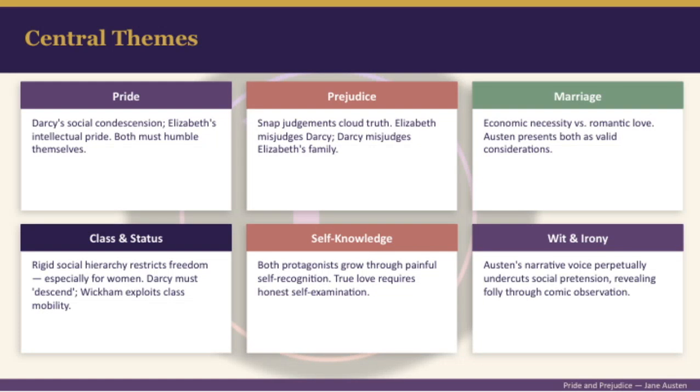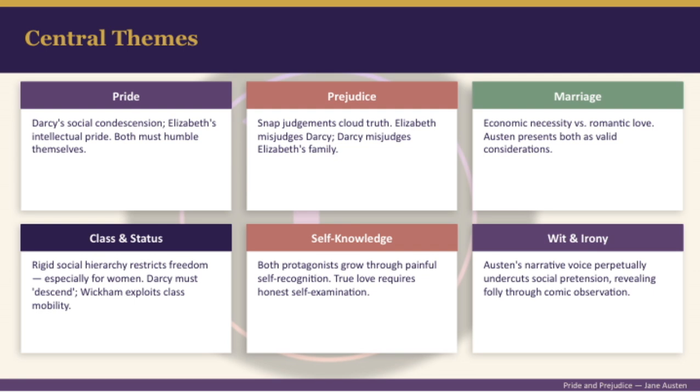Let's explore some of the central themes in Pride and Prejudice by Jane Austen. Austen's narrative voice consistently undercuts social pretension, revealing the folly of snobbery and superficiality through sharp, comic observation. This wit and irony serve to challenge the rigid social norms of her time. Both Elizabeth and Darcy experience painful self-recognition as they grow, highlighting that true love requires honest self-examination. Recognizing one's own flaws is key to genuine connection.